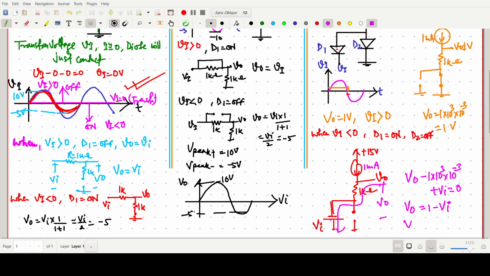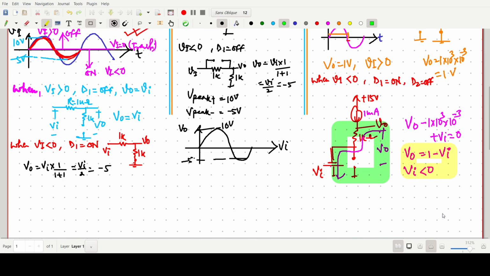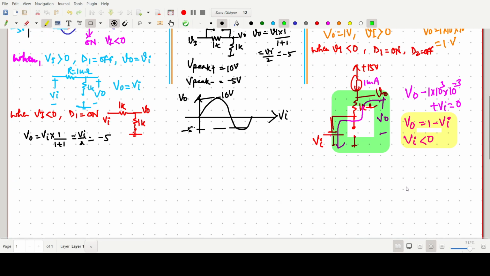So when Vi is less than 0, this one is the condition. Very important condition. This can be easily identified by just applying the voltage loop in this portion: plus V naught, 1 kilo ohm times 1 milliampere, and plus Vi equals 0. It will give this value. Now we have to draw the waveform in this case. So what will we do?